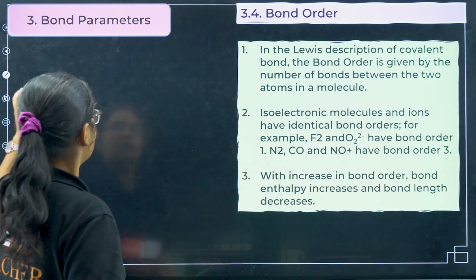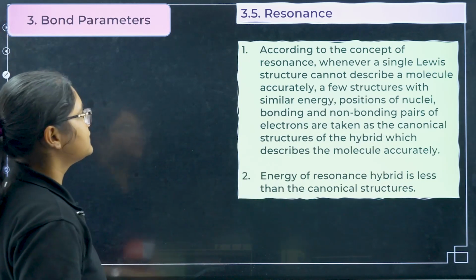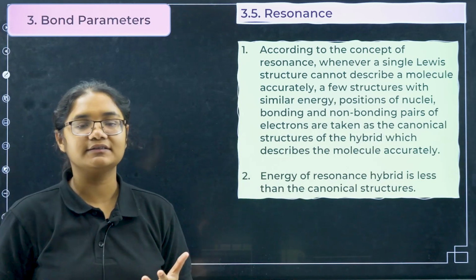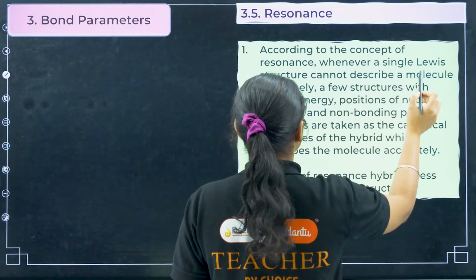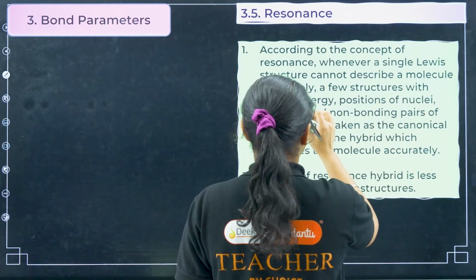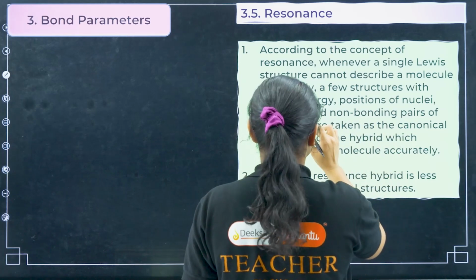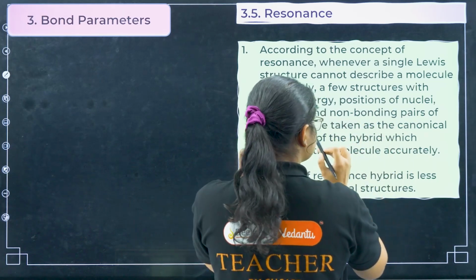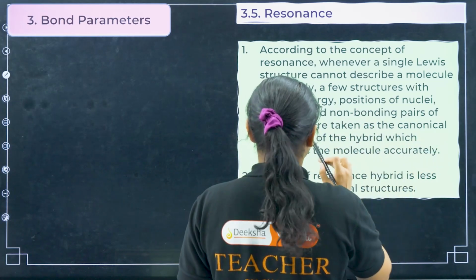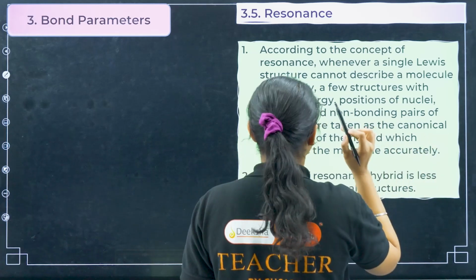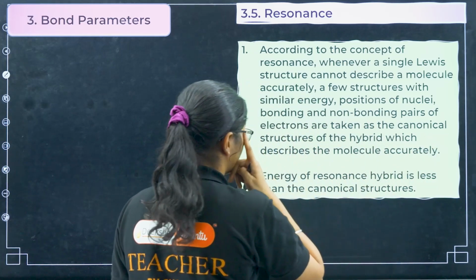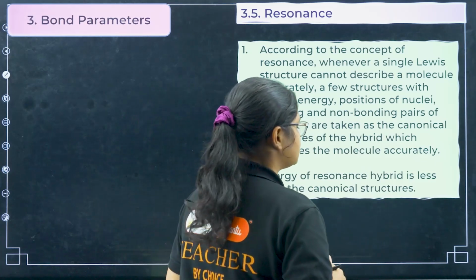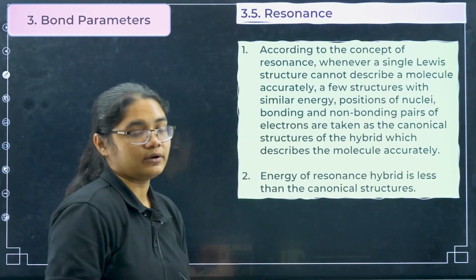Next parameter is resonance. Whenever a single Lewis structure cannot describe a molecule accurately, a few structures with similar energy, positions of nuclei, and bonding and non-bonding pairs of electrons are taken as the canonical structures of the hybrid molecule, and together they describe the molecule accurately. The energy of the resonance hybrid is less than the canonical structures.